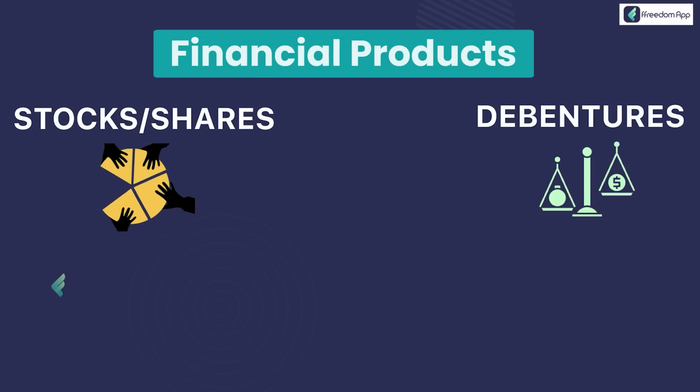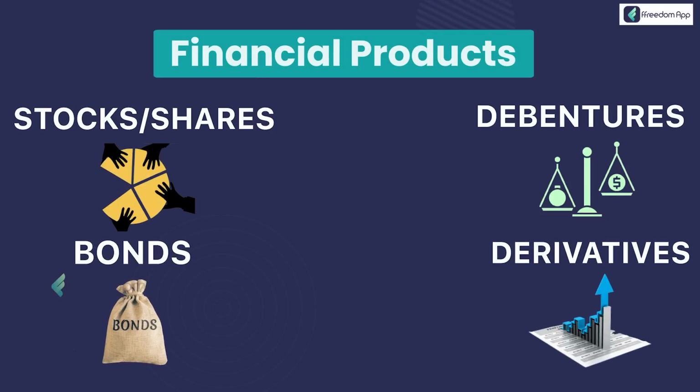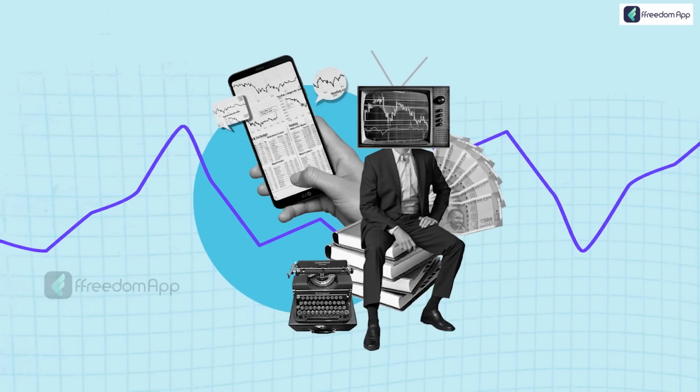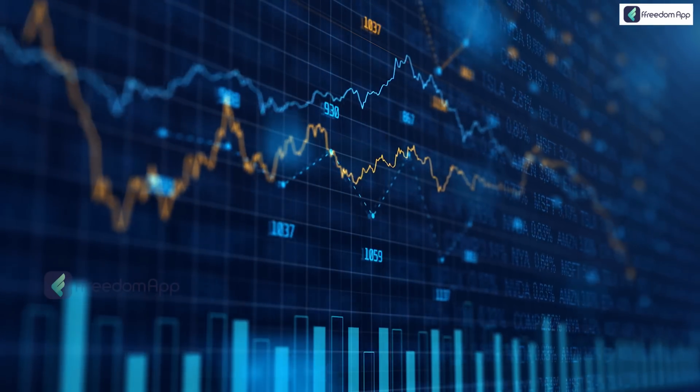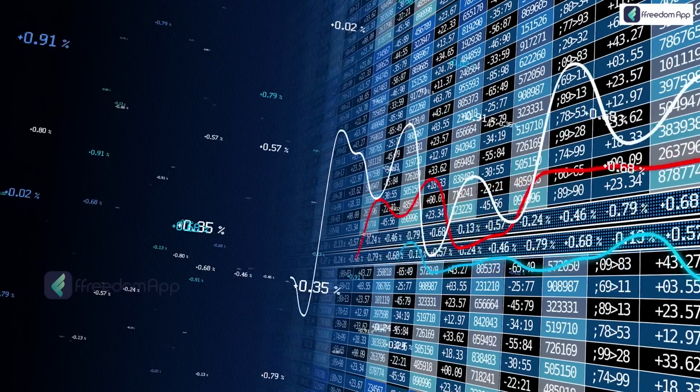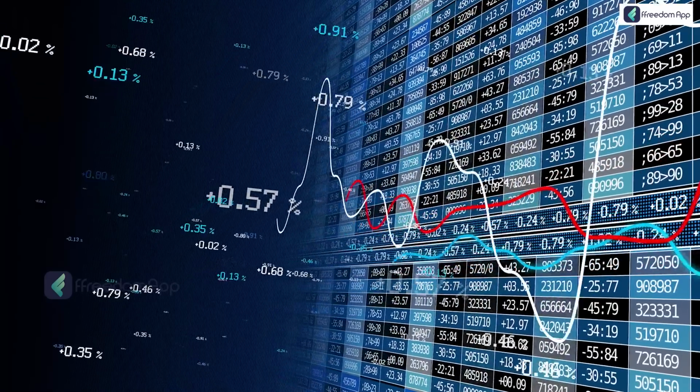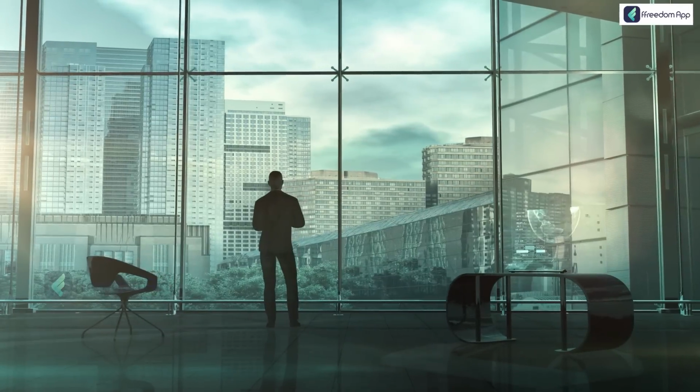What are these financial products? Shares or stocks, debentures, bonds, derivatives, mutual funds. Today we are going to see about shares or stocks. First thing we have to understand, share or stock is the same thing. It's not two different things. And when you buy a share of a company, you are actually buying a partial ownership of the company.